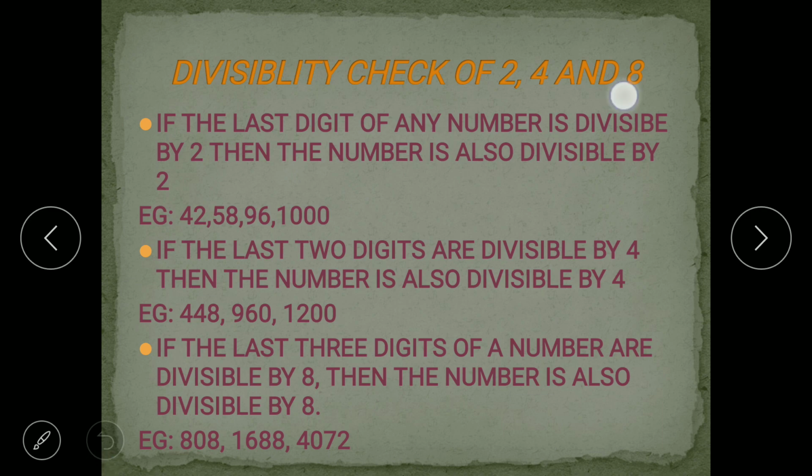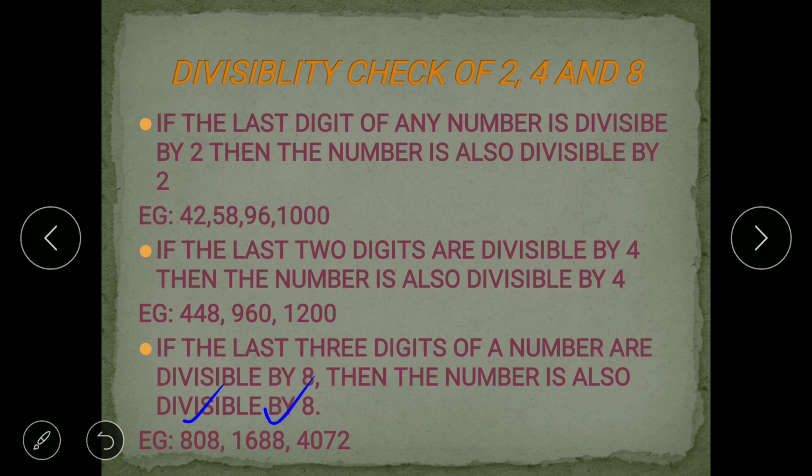Next, 8. If the last three digits of the number are divisible by 8, then the number is also divisible by 8. In case of 2, it was the last digit. In case of 4, it was the last two digits. And in case of 8, it is the last three digits. So you should remember this one. Okay, see the examples. 808 is divisible by 8.